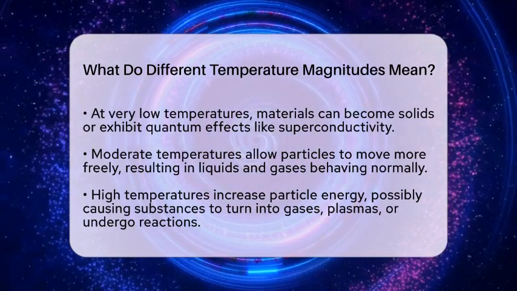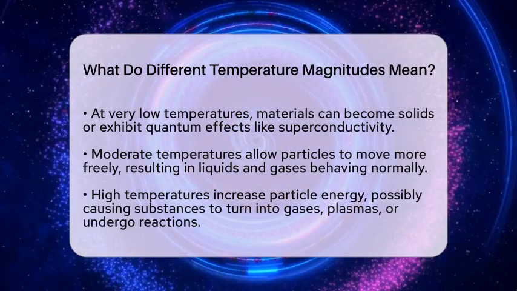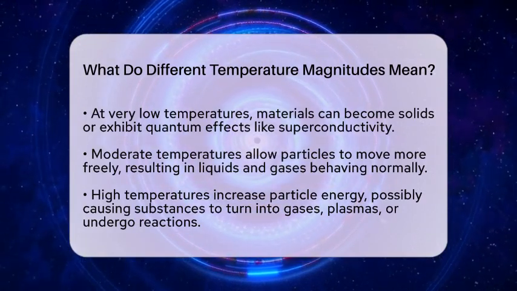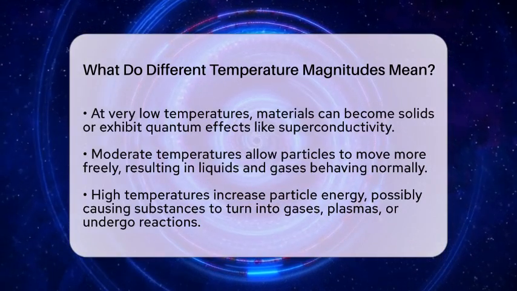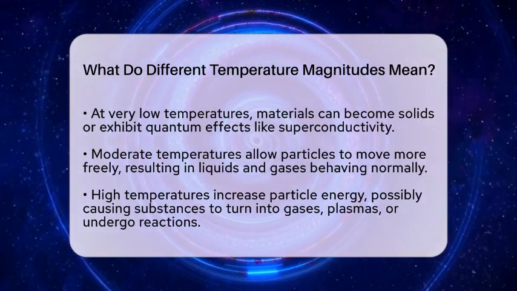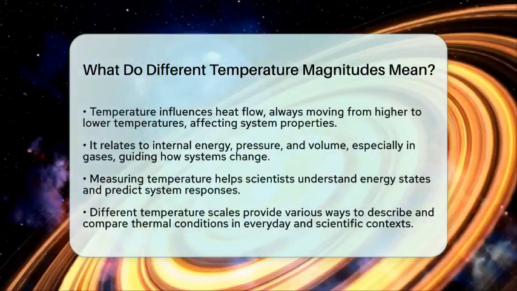At very low temperatures near absolute zero, materials can become solids or show quantum effects like superconductivity. At moderate temperatures like room temperature, particles move more freely, and liquids and gases behave normally. When temperatures rise, particles gain more energy, and substances can turn into gases or plasmas or undergo chemical reactions.